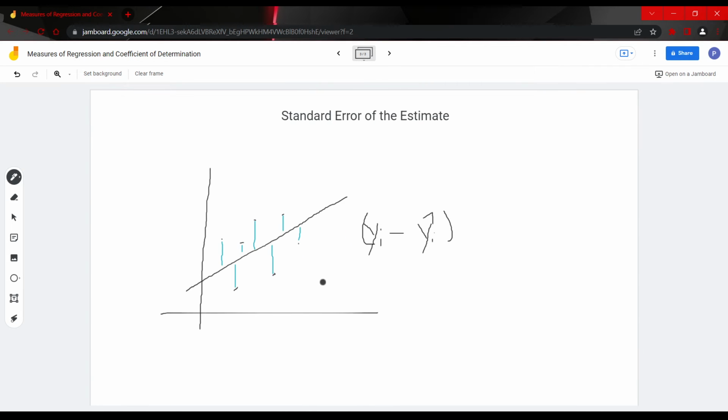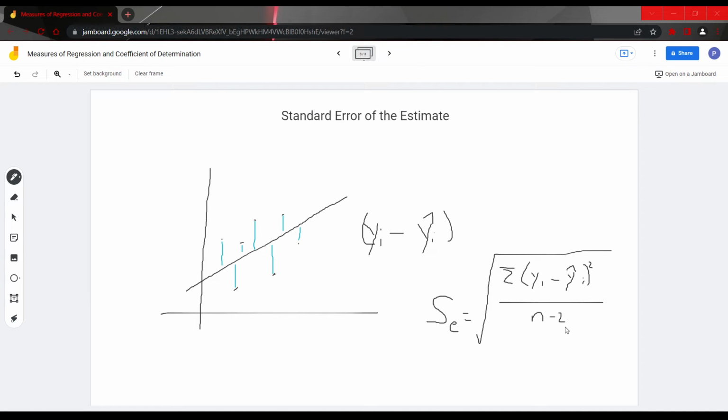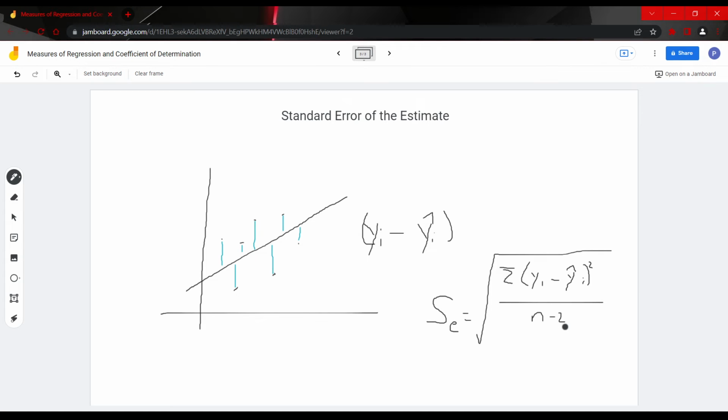In fact, the difference there is not explained by our independent variable. And so to calculate this, we're going to be using the unexplained deviation. So standard error, and you will need to write this formula down, is the square root of the sum of yi minus y hat i squared over n minus 2. On average, how wrong am I? That is basically what this standard error is doing.